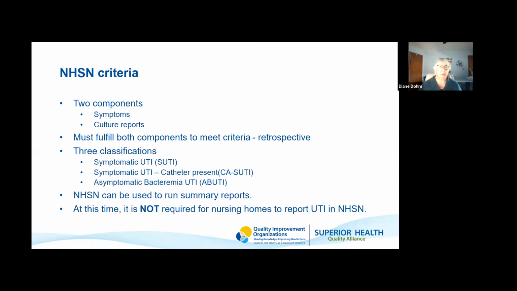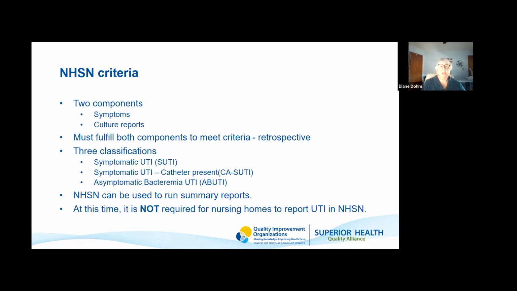NHSN can also be used to determine presence of a urinary tract infection. It again works on both components of symptoms and culture reports. You have to have both in order to meet the definition. NHSN is categorized in 3 classifications, either as a symptomatic UTI or a SUTI, a symptomatic UTI with a catheter present, which is a CA-SUTI, or asymptomatic bacteremic UTI or an ABUTI. So plenty of initials to go around.